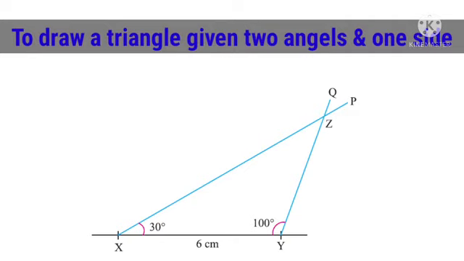And the last one is to draw a triangle given two angles and the side included between them. First you draw the side. Here in the figure XY is drawn as 6 cm and then draw angle X of 30 degrees with the help of a protractor and angle Y of 100 degrees with the help of a protractor. They intersect at point Z. Then we get the triangle XYZ.